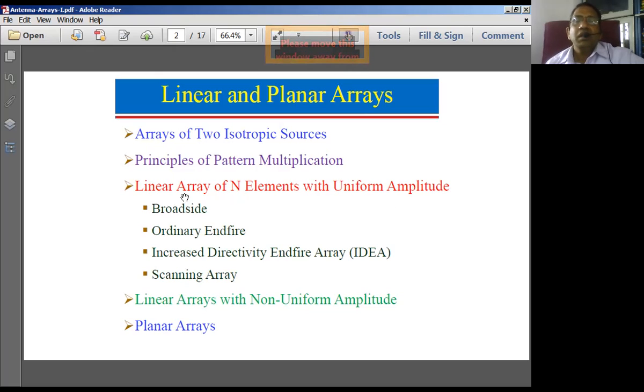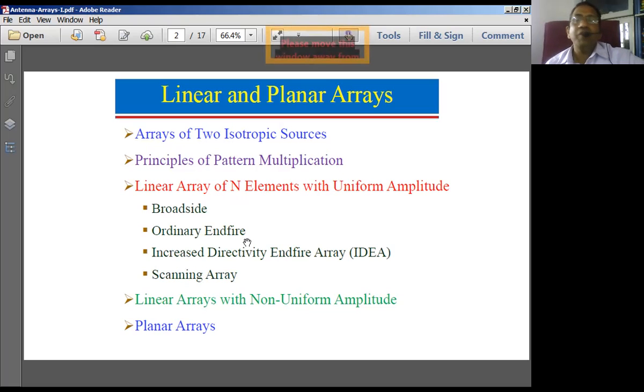That means we collect n elements with uniform amplitude. What do n elements mean? N elements of the same type of antennas will be connected in the array. What is the difference between an array and a set? Basically, an array contains similar types of antennas, while a set contains dissimilar types of antennas. Therefore, we use an array of antennas, where similar antennas are used to represent an antenna called an array of antennas.